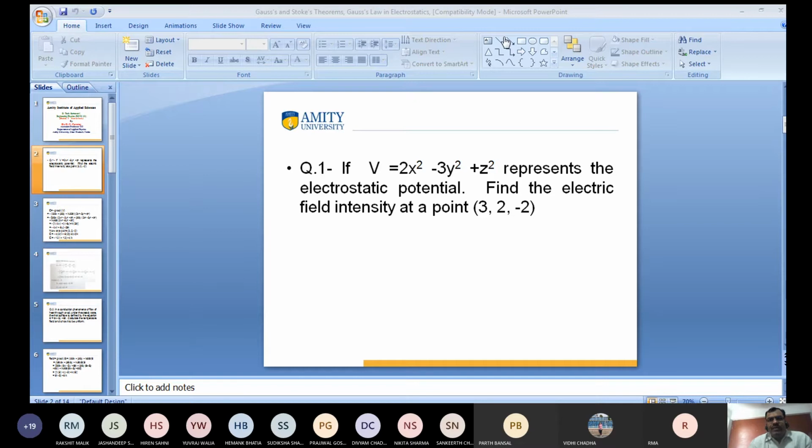You calculate simply the value of minus gradient of V, because I want to calculate the value of E.